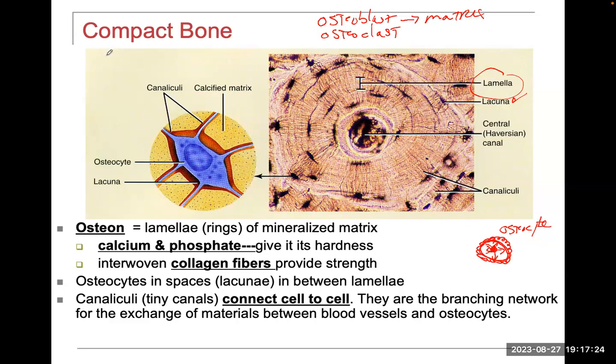So what you see here on the top left, an osteocyte gets stuck in its cavity. That's called a lacunae. And all around it is that calcified matrix that was produced by the osteoblast, but now it's stuck. It can't move. So the immature osteoblast evolves and becomes an osteocyte. The osteocyte has these canals, these extensions coming off of it called canaliculi. They're like little canals, canaliculi.